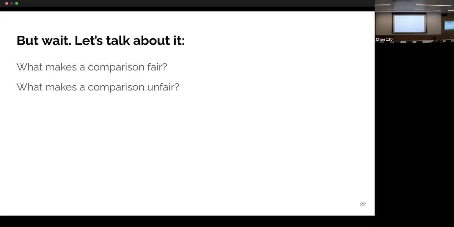So what do I mean by fair and unfair? Martin? I know that the methods that you've chosen are actually suitable for this particular problem. Yeah, maybe. Parameters you use, I don't know. Maybe if you use a method that's totally unsuitable for your problem, that could be an unfair comparison.